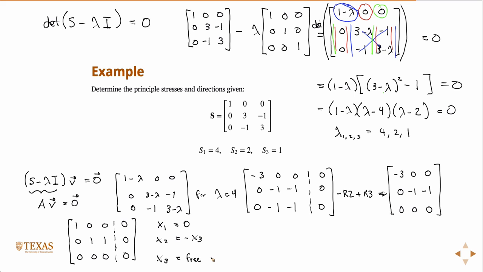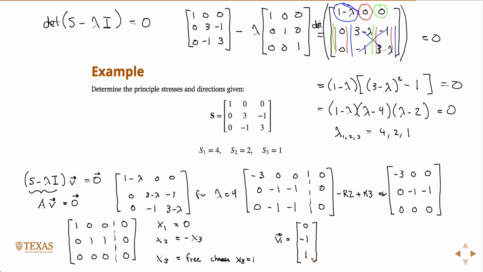But since we can choose it to be anything, let's just choose it to be 1. So now I have x3 equal to 1. I plug it back in, x2 is equal to minus 1, and x1 equals 0. So the eigenvector we were looking for is 0, minus 1, 1. Okay?